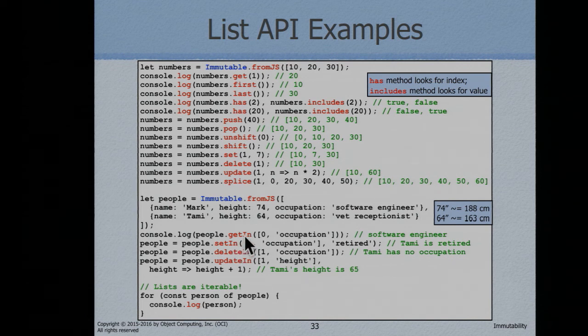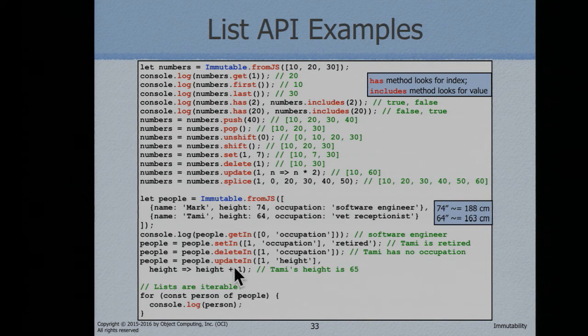So I used get in because I'm working with a key path. Set in for the thing at index 1, change the occupation to be retired, or delete in and just remove that property from the object that was in my array. Here's an example of update. I want to go to this person at index 1, the Tammy right here, and I'd like to add 1 to their height. And so here's my function to do that.